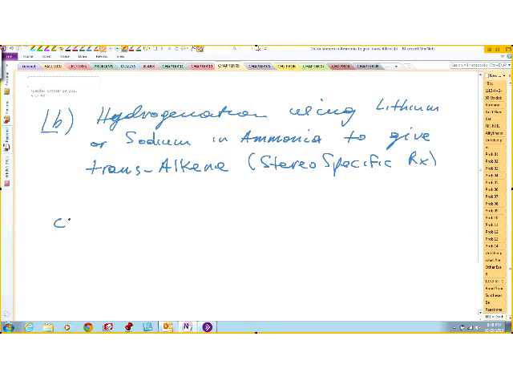If I have this, for example, and I take this here, sodium dissolved in ammonia, or lithium dissolved in ammonia. What this reagent will do is to add two hydrogen atoms across the carbon-carbon triple bond such that those two hydrogens will be trans to each other. We are going to form only trans alkenes. Okay?